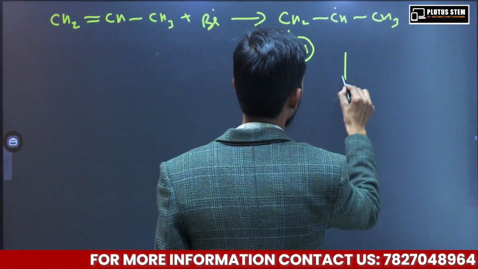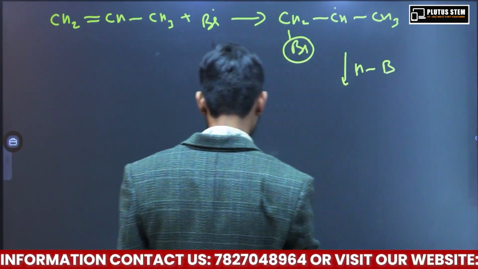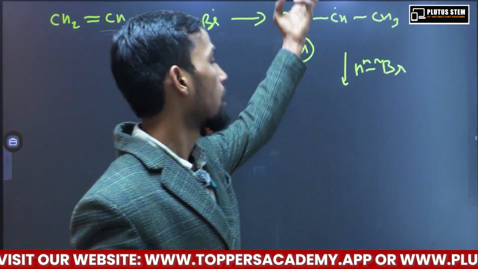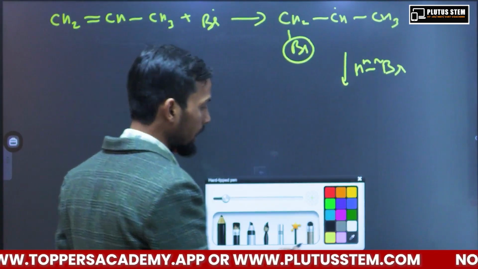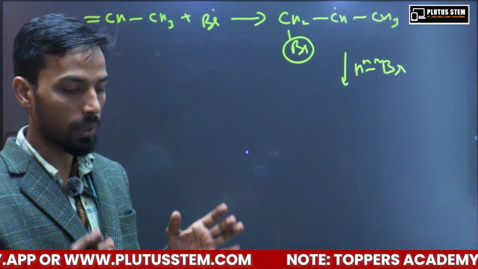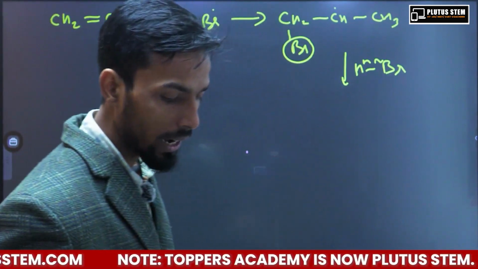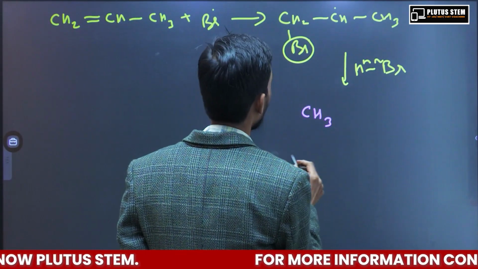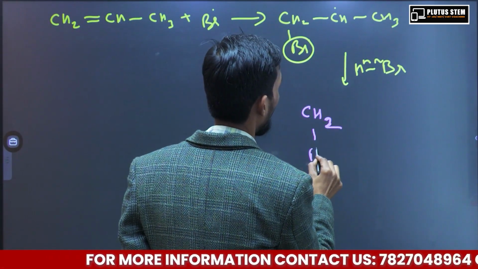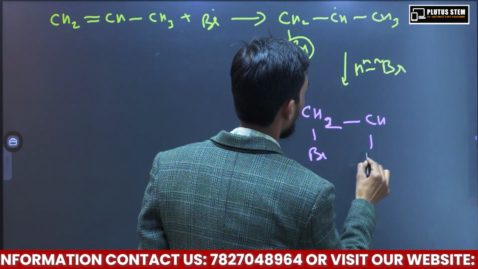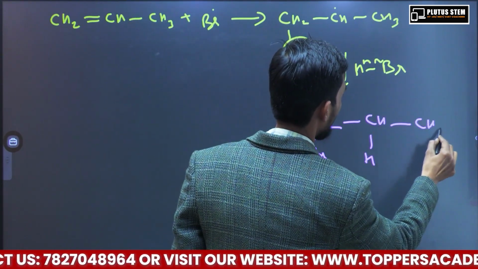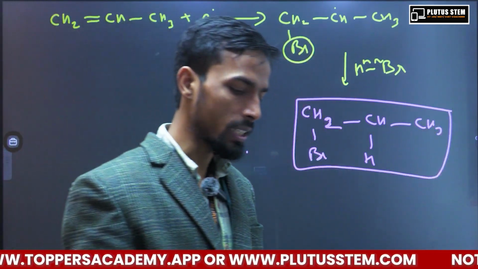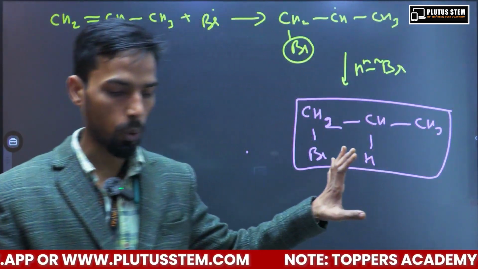This HBr, which is already present with us, will again break down homolytically, and this hydrogen likes carbon more. It will break down from this HBr and move to this carbon, and we are going to get CH3, sorry, CH2Br-CH2-CH3 (with hydrogen over here), like this. This is the whole mechanism of how this reaction is going to proceed.